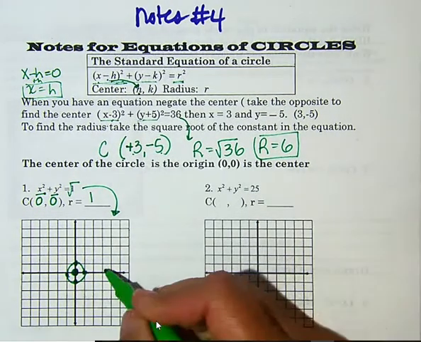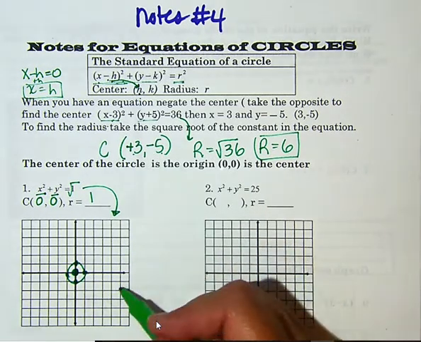We're going to be able to do this both ways. I'm going to give you a graph, and you're going to be able to make the equation. I'm going to give you the equation, and you're going to be able to make the graph.